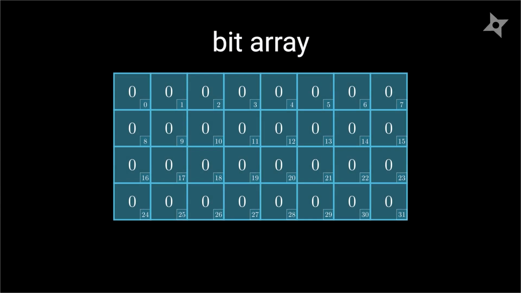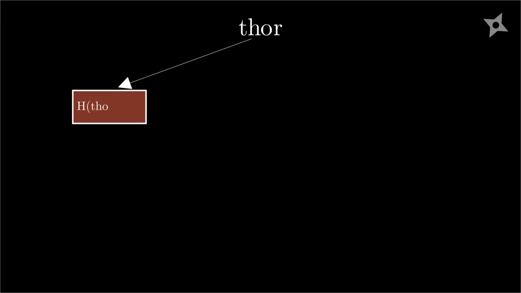Let's define a hash space. Hash space is nothing but a bit array. You can think of it as a bit array. For this example, I've drawn it in terms of 2D and it is 8 cross 4. Let's take the example of a word, Thor.